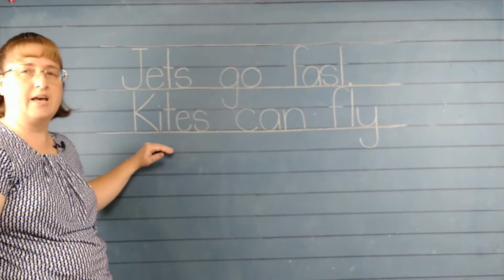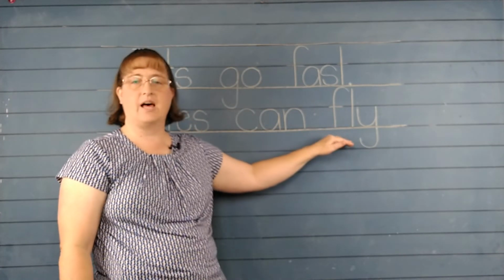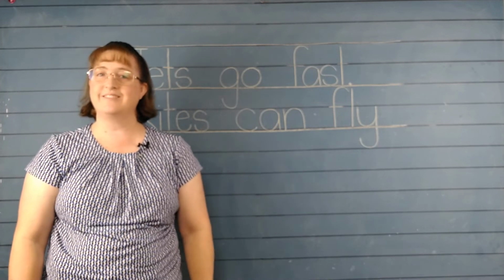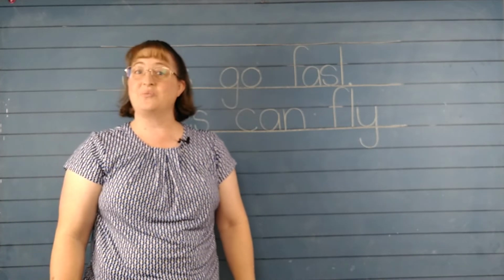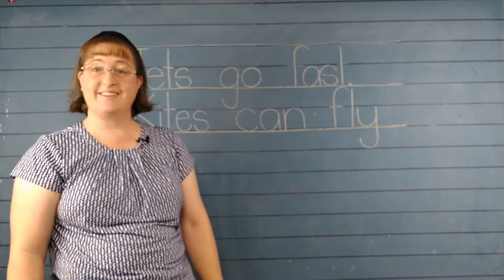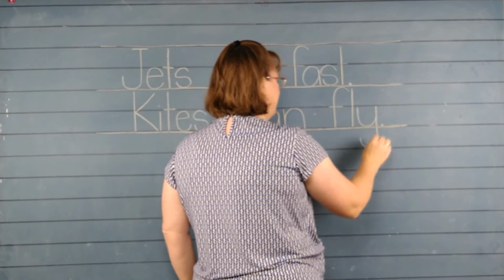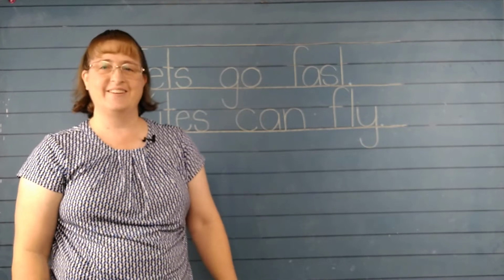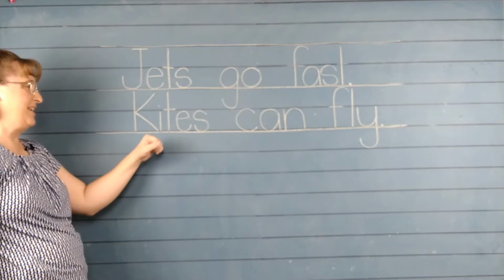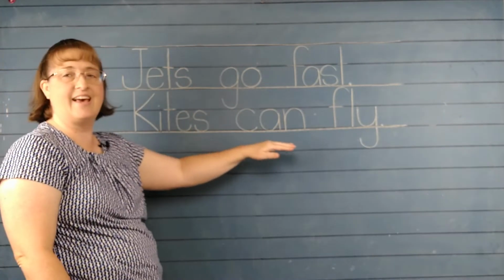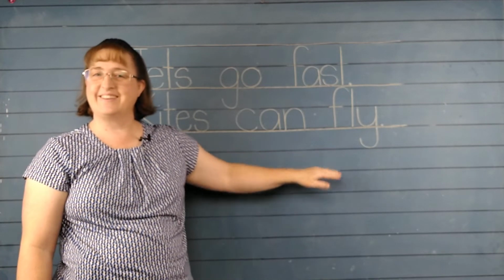We have kites can fly. Is that the end of our sentence? Yes. What do we need to put at the end? A period. Good job. So put that period there. Read the sentence with me. Kites can fly. Good job.